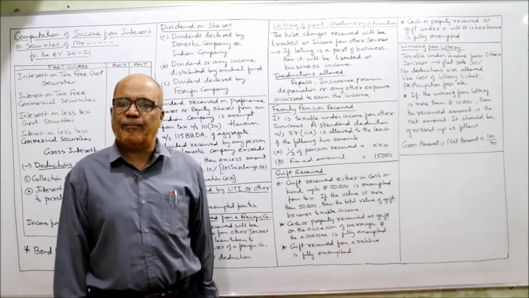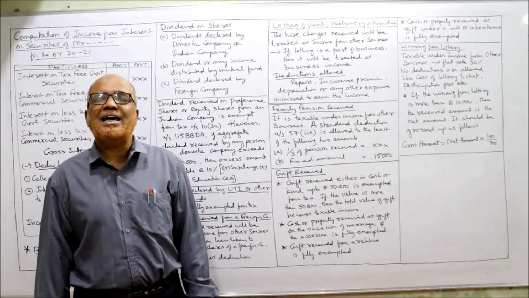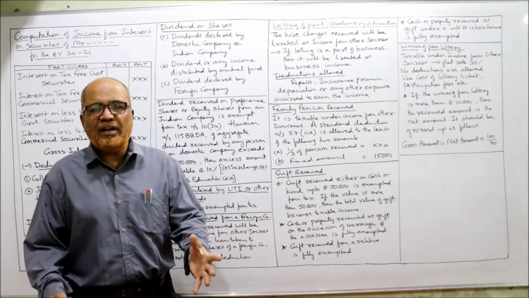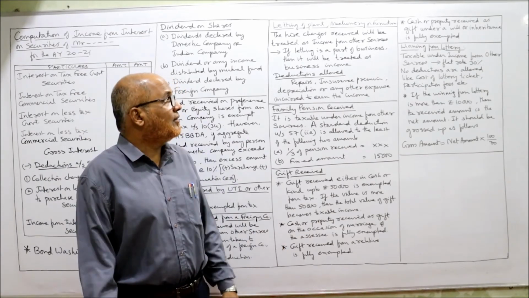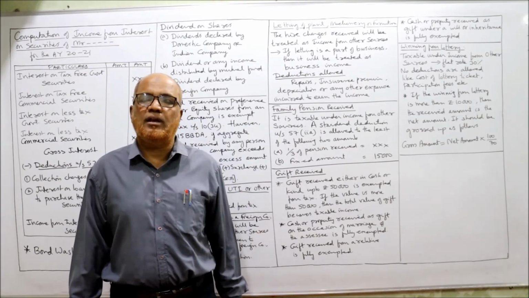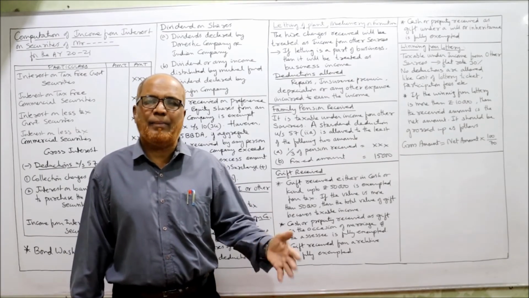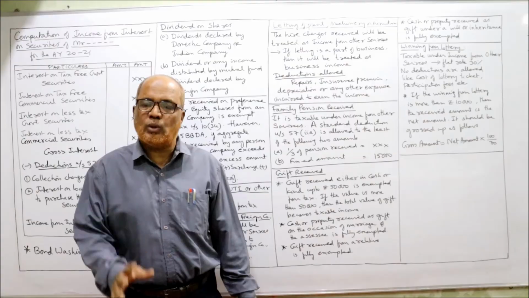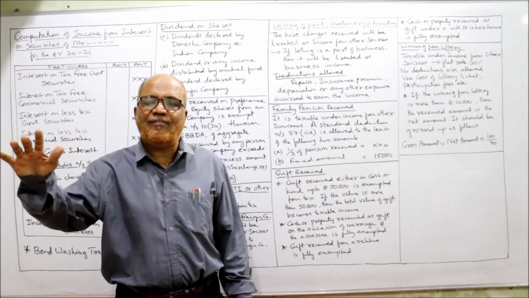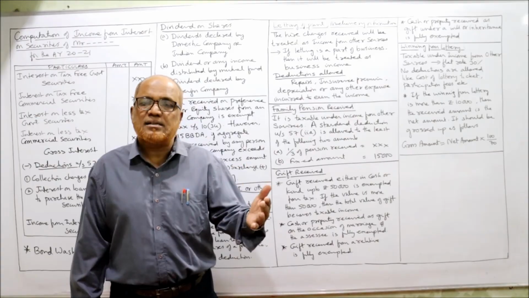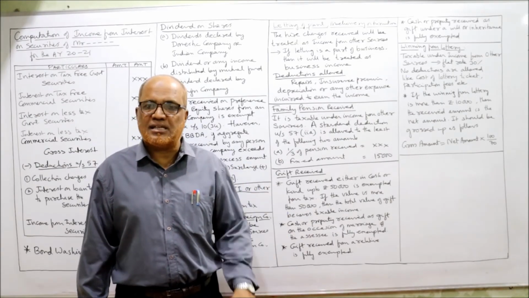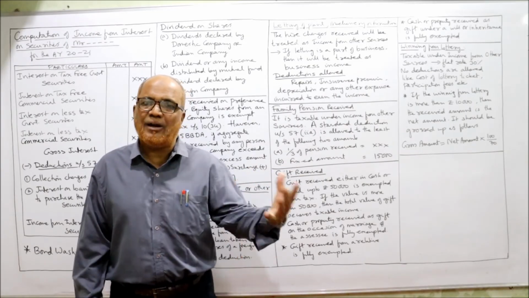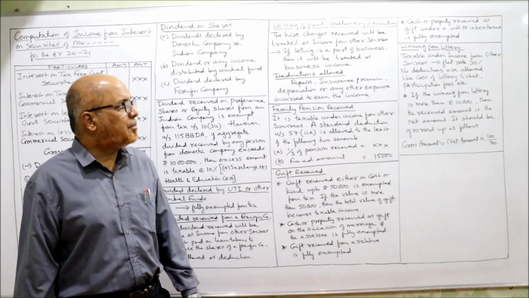Now, winning from lottery. Winning from lottery is a casual income. It is taxable under the head income from other sources. So casual income examples: winning from lottery, crossword puzzles, horse races, gambling, betting, all these things will come under casual income. So winning from lottery is also one of the casual income. It is taxed at a flat rate of 30% plus surcharge plus education cess. Health and education cess is compulsory, whereas surcharge depends on the total income. Already we have discussed in the previous videos.